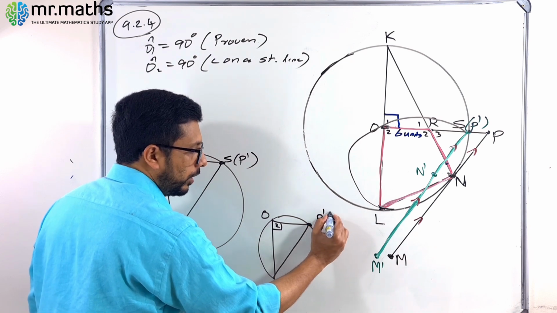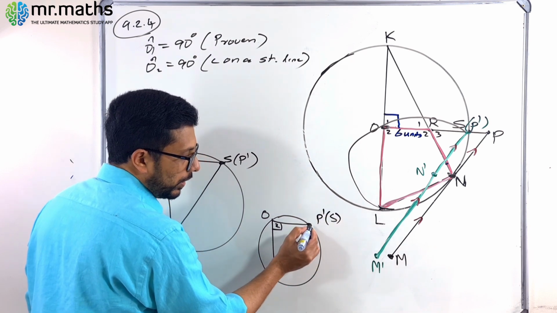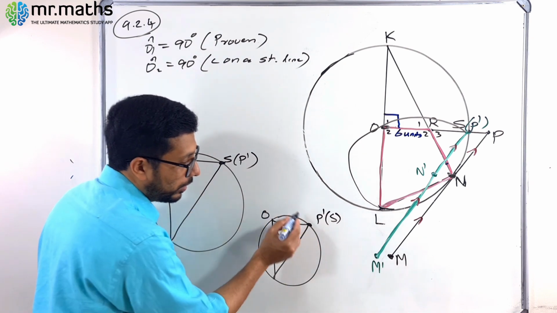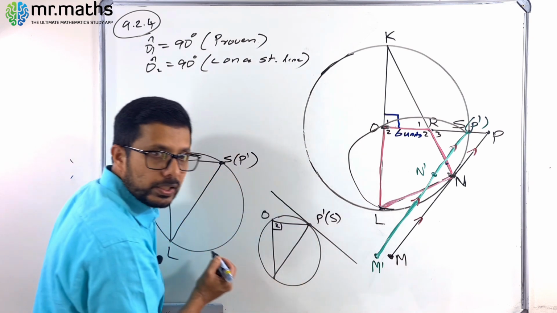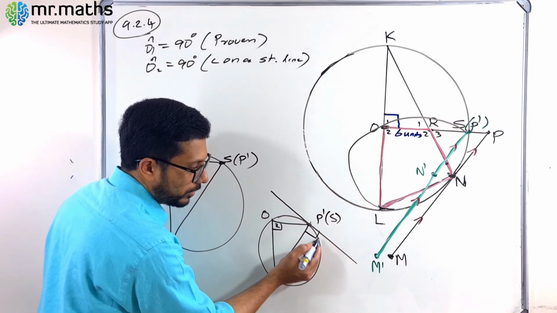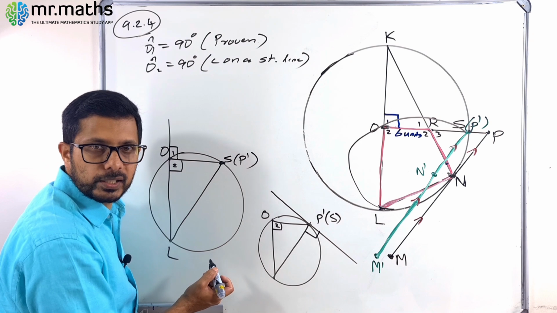Am I right? Okay, P dash or S. So if this one is passing through this one, if that tangent is a tangent, then it is supposed to be like this, and the angle between this chord and that tangent must be 90 degrees. Can you say what is the reason?